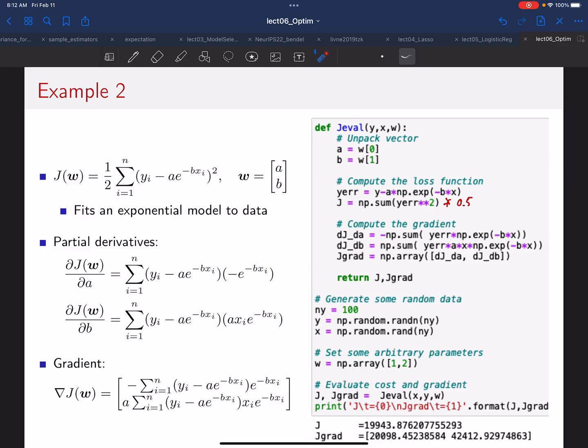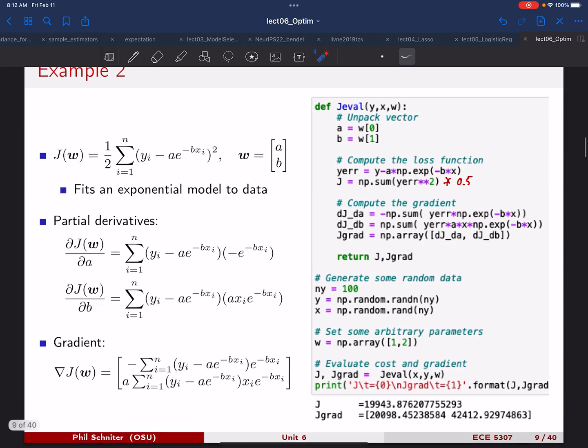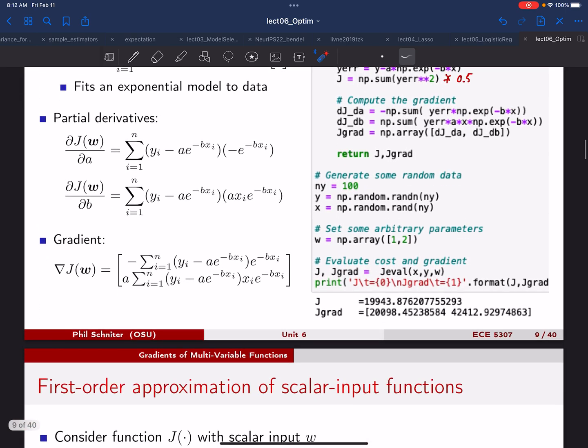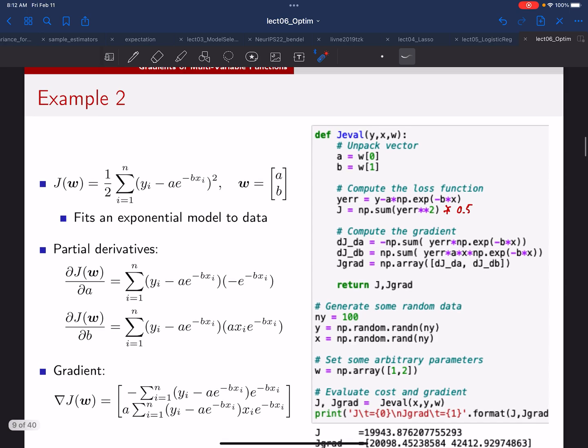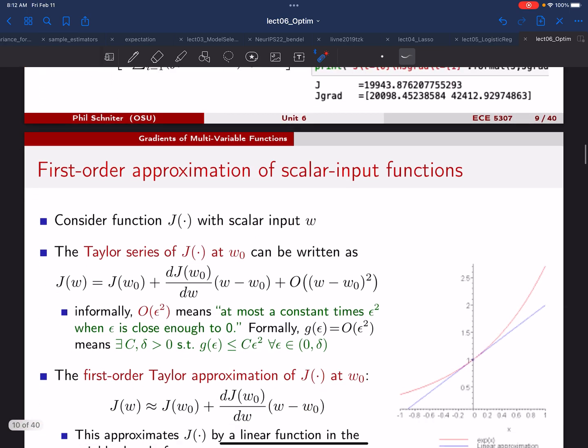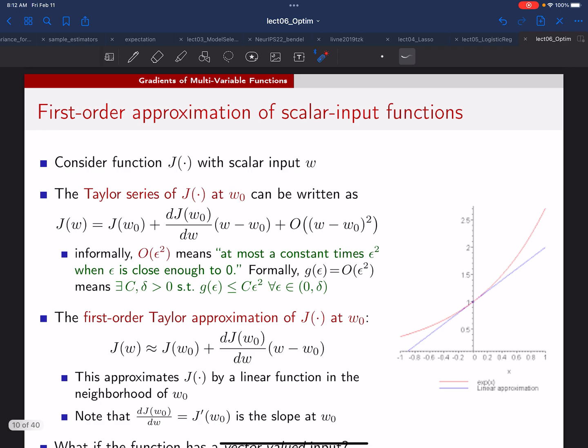Okay, so hopefully this is all pretty straightforward. Any questions so far? All right, so let's turn to the next idea, which is how can we use gradients to approximate functions? So first we're going to look at the simplest case, scalar input function, and then we're going to look at more complicated cases of vector and matrix input functions.